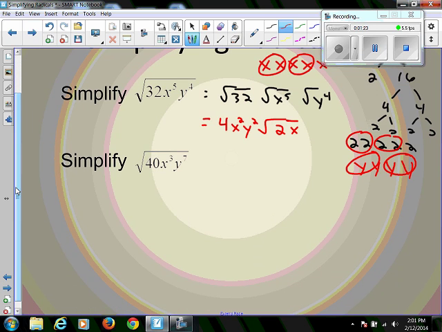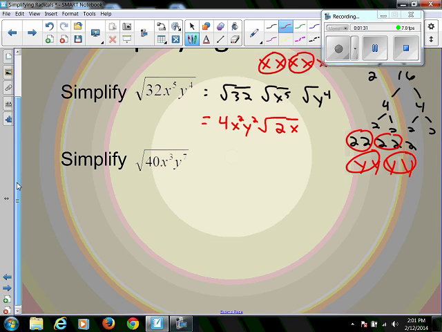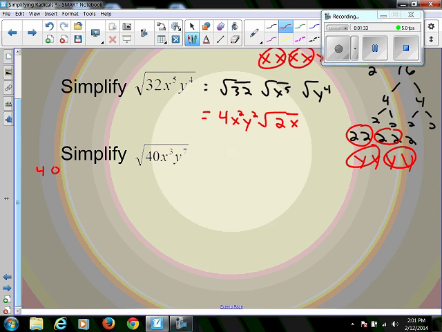First thing I'm going to do in the second example is take the square root of 40. I realize that it is a decimal, so I'm going to treat 40. I have 2, 2, 2, 5. I want groups of 2. I have 1 group of 2. It goes outside the square root. I have a 2 and a 5 left, so I'll multiply 2 times 5, which is 10.